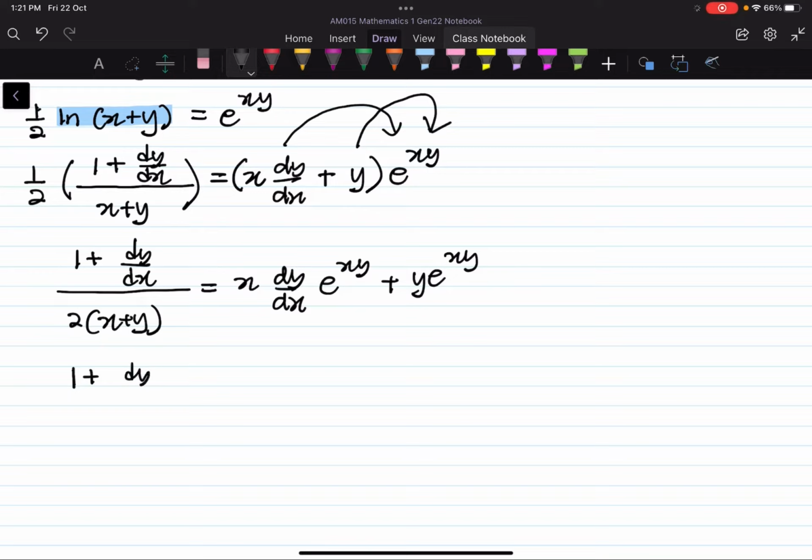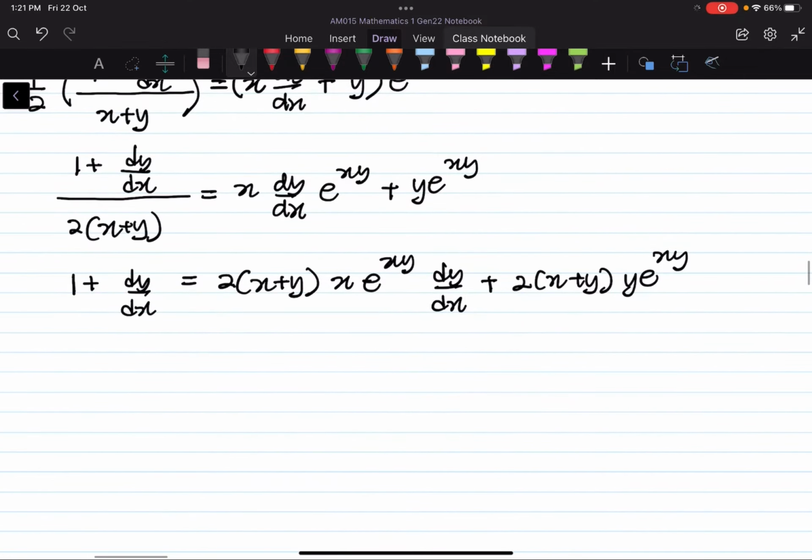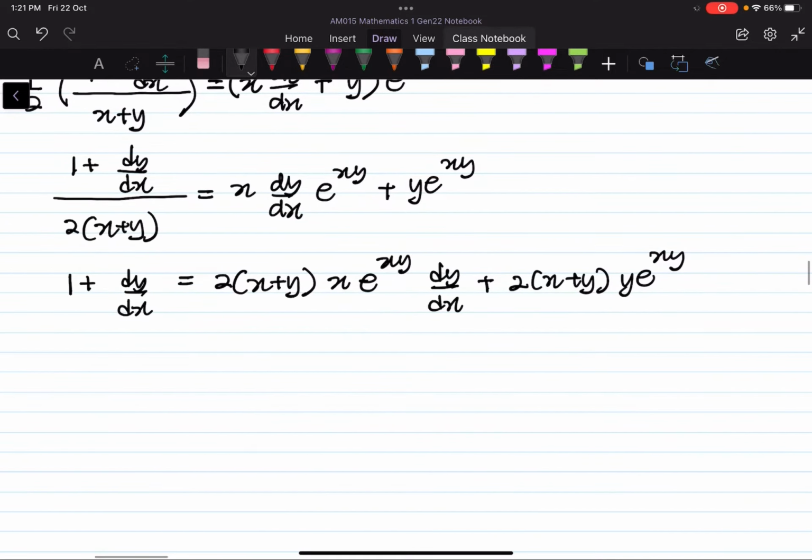1 + dy/dx equals to 2(x+y) times with x, I rearrange it, e^(xy) dy/dx plus 2(x+y) y e^(xy), and let us bring all the dy/dx to the left hand side.